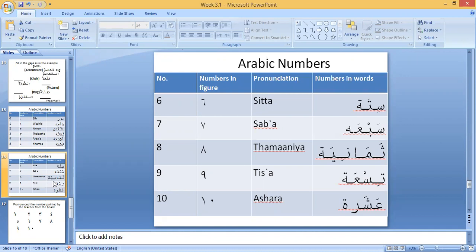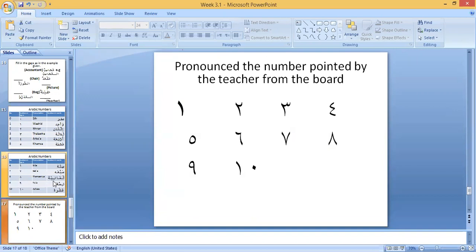Make sure you don't drop the double tap. ستة and سبعة. You don't drop the عين as well. Good. Now who can pronounce this? Somebody to say what is this one? 10. عشرة. That's right. عشرة. That's 10. And this one?